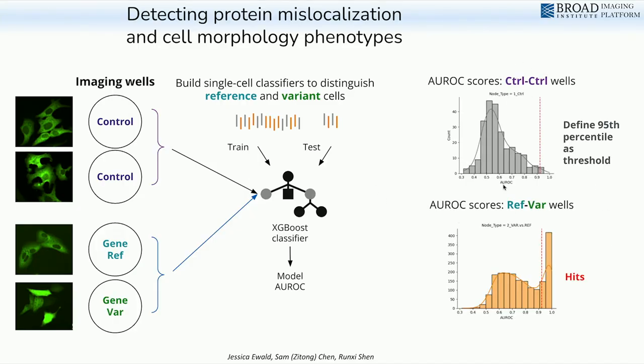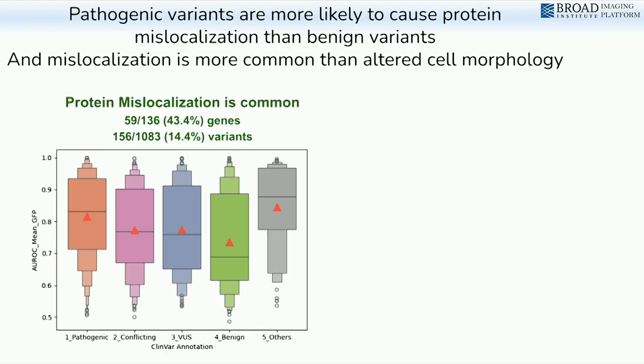Here are the control wells looking like each other. They have a certain distribution of classification accuracy for distinguishing them. Sometimes you can distinguish control wells very strongly, and you can bet that some of those are on the edges of the plates as opposed to the interior, for example. So we define our threshold based on those control wells and then choose our hits based on those that are distinguishing the mutant form from the healthy form of the protein.